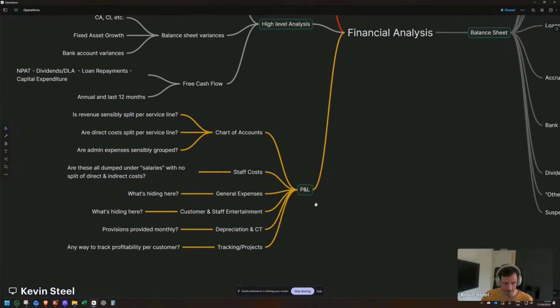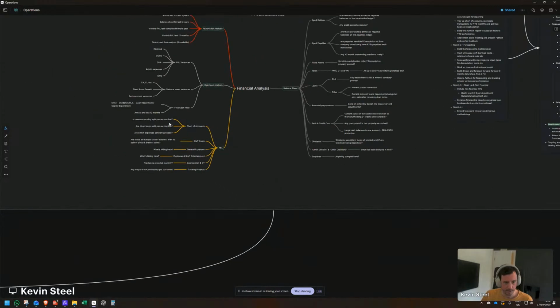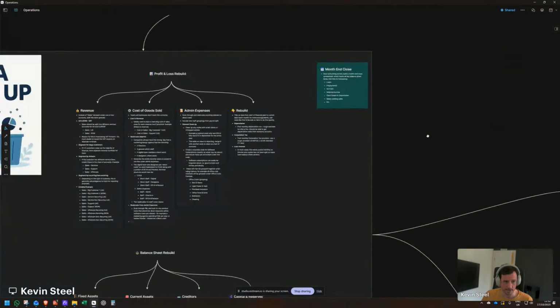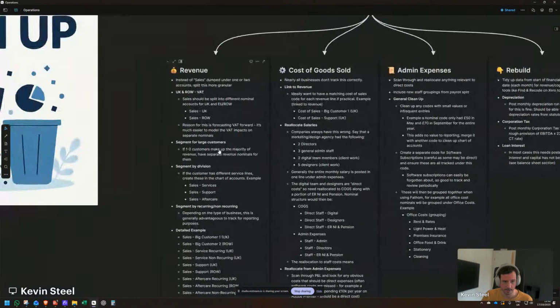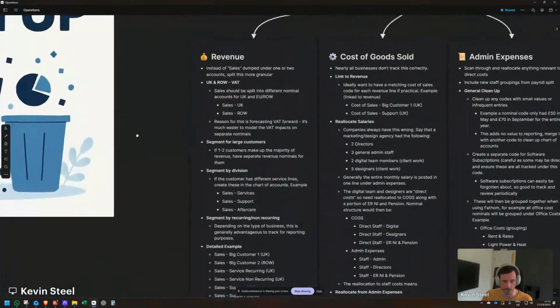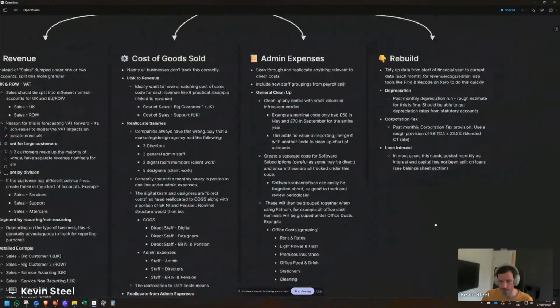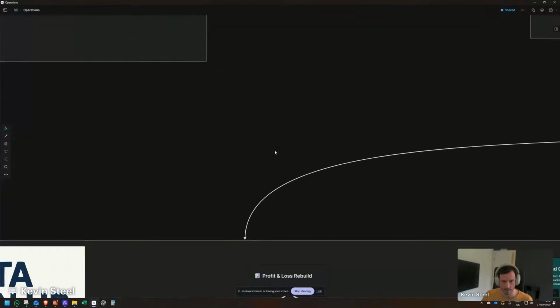Then a little bit deeper on the P&L. If we're looking at the chart of accounts, is the revenue sensibly split per service line? One common thing might be all revenue dumped in sales, one code. That's not really going to help us do some good analysis. We really want that split a bit more sensibly. In another session, I will cover this in a bit more detail. For instance, I've got a data cleanup part here, which goes into more detail on how to split stuff out. But that is for another session and another webinar.